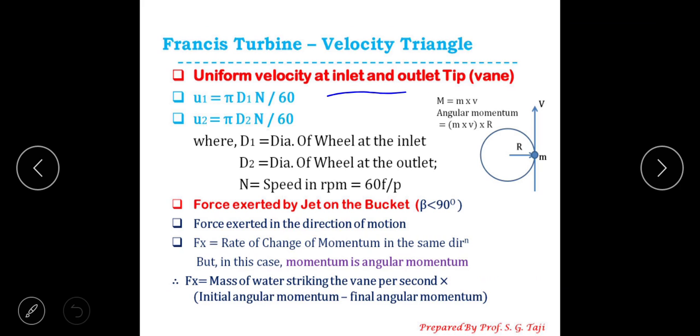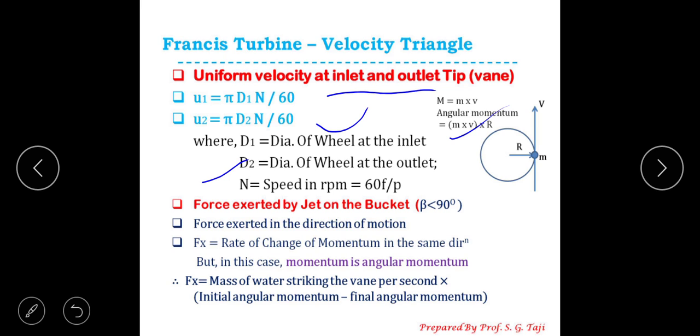Uniform velocity at inlet and outlet tip of the vane. U1 is equal to pi d1 n by 60. That is the velocity of the plate or vane. U2 is equal to pi d2 n by 60, where d1 is the diameter of the wheel at the inlet, d2 is the diameter of the wheel at the outlet, and n is the speed in rpm, that is 60 f by p.